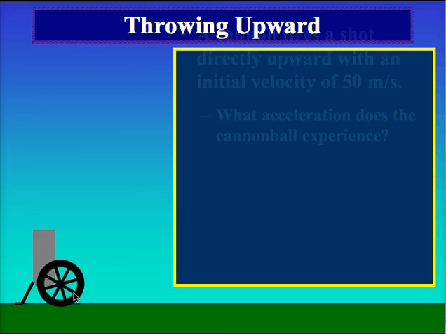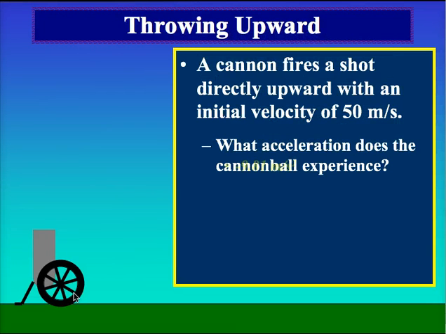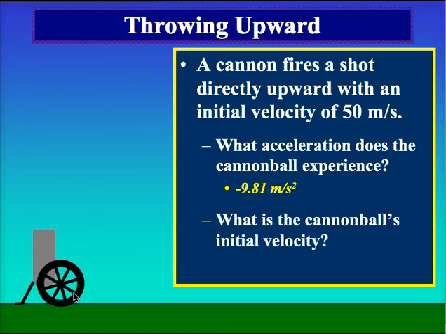How about throwing something upward? We did this with our rocket lab. Here we have a cannon fired with a shot directly upward from the initial velocity of 50 meters per second. What acceleration does it experience? Well, it's the same, negative 9.81 meters per second squared. And what's its initial velocity? Positive 50 meters per second.